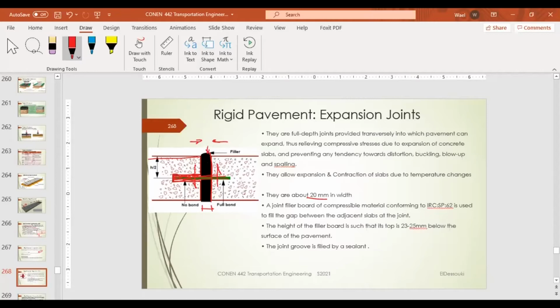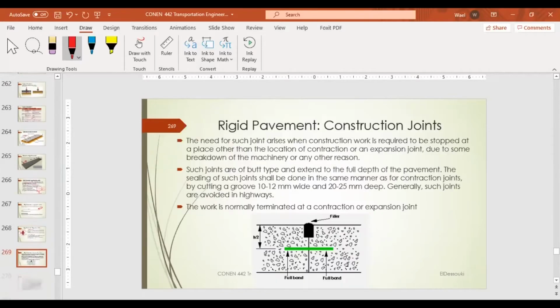Again, these expansion joints are full depth. It's not part of the slab.